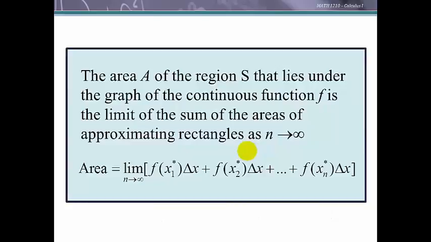So this is just to kind of summarize. If we had this region that lies under the graph of a continuous function, then the limit of the sum of the areas of the approximating rectangles as n approaches infinity will give us the area. So if we could let n go to infinity, it doesn't matter what we use for the x value on this interval. It could be left, right, middle, or something random. And if we let n go to infinity, it is going to equal the area.